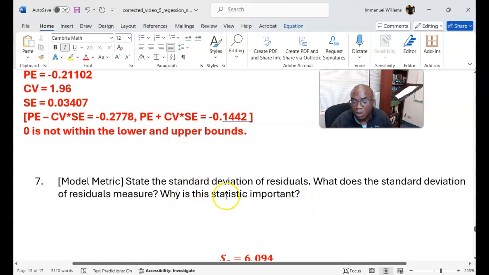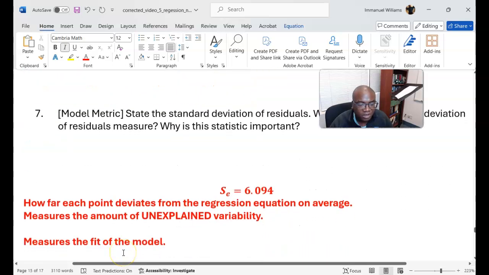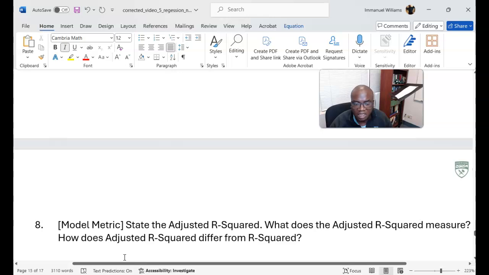So if all the points were on the line, oh, this is the quiz question. If all the points were on the line, then the standard deviation of residuals would be 0. But if all the points are far, far from the line, there's a more amount of variability that's left unexplained. Okay, so that's that. All right, so then let's go to question 8.